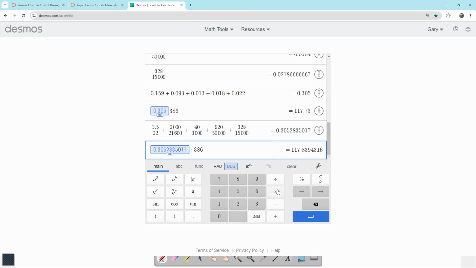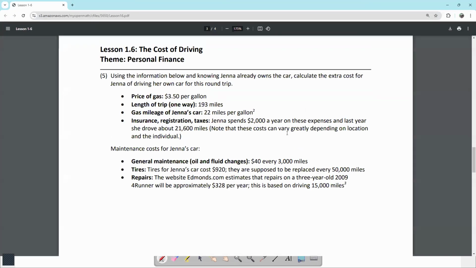Which is the better answer? Well, are those figures right here exact numbers? No. Exact numbers would be if Jenna shows us all of her bills, right? These are estimates of what she would spend in an average year, but every year is different.